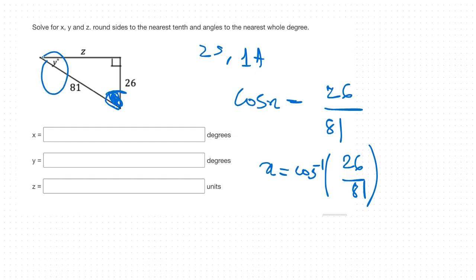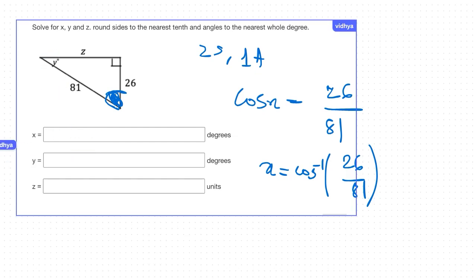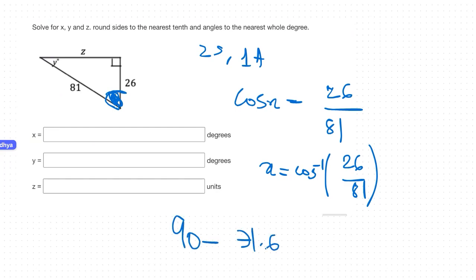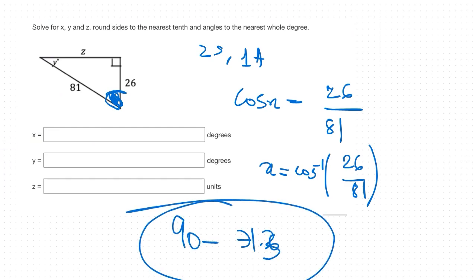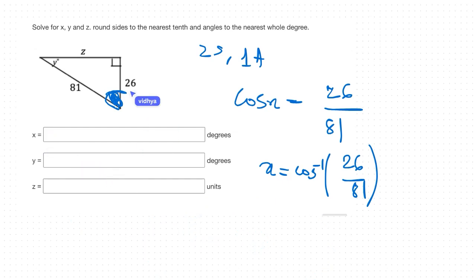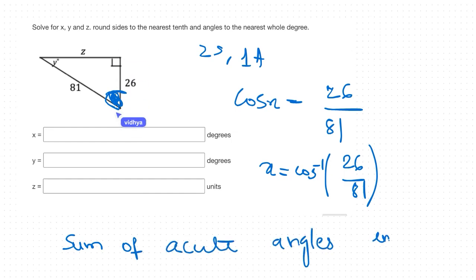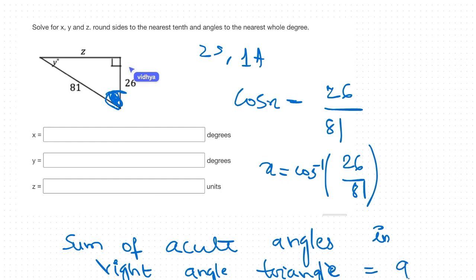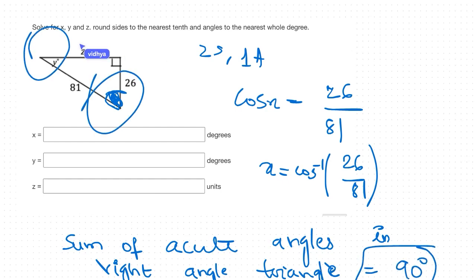So how much is y? Y is 18.7. Yeah, 90 minus that angle. Do you understand why 90 minus? Because it's a right angle, so the sum of the acute angles in a right triangle is 90 degrees. So the small angles x plus y is 90.